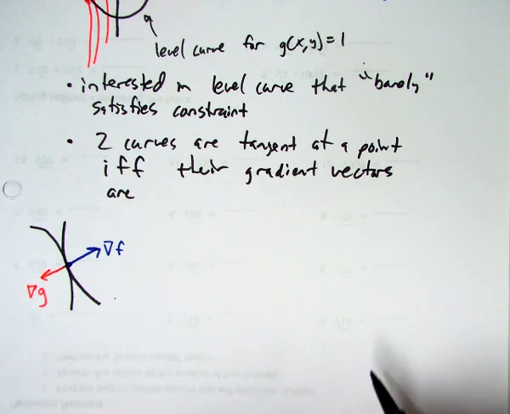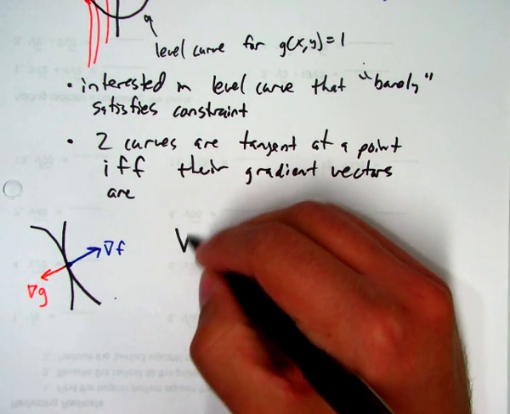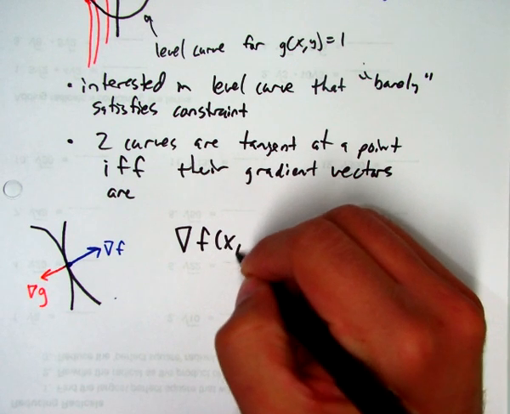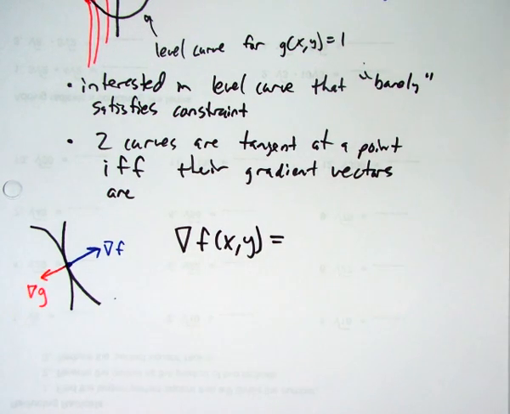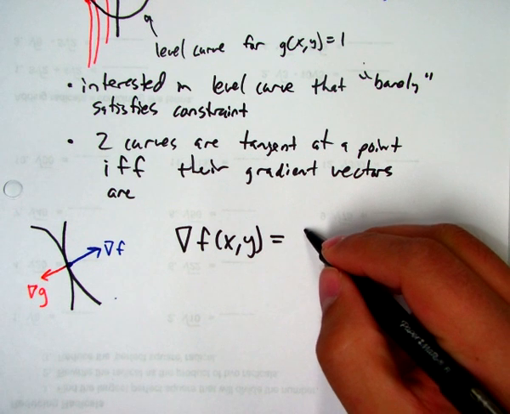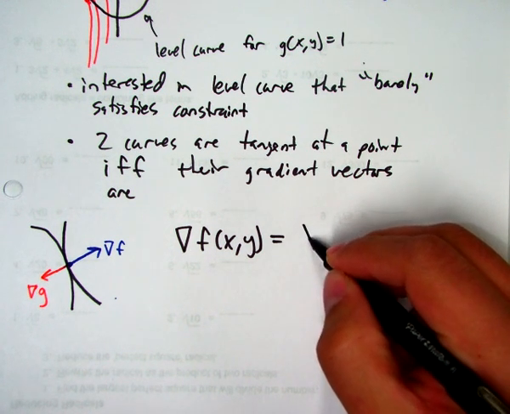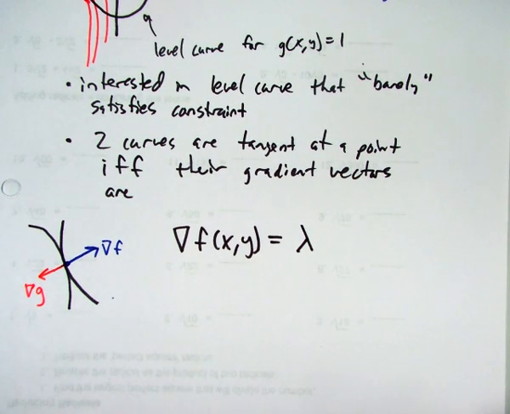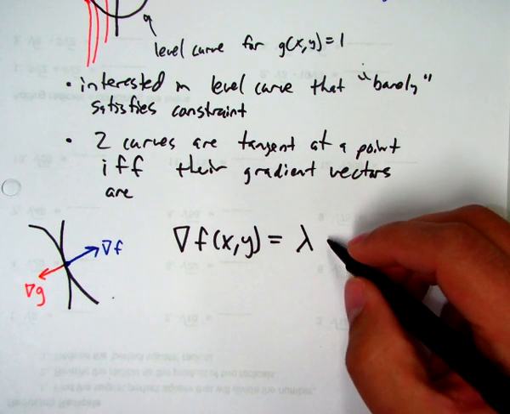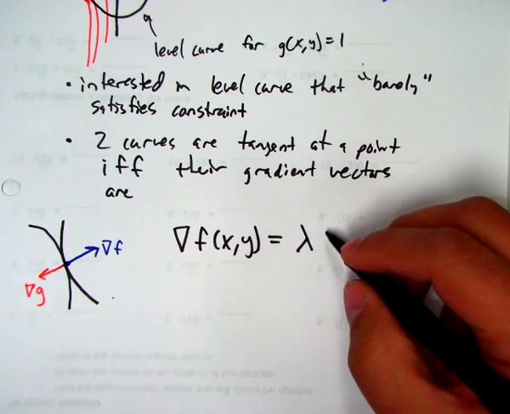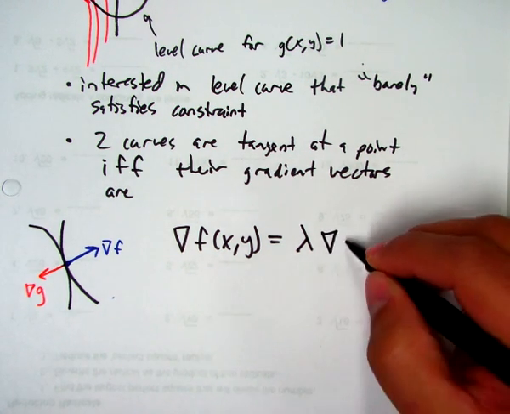So that means that the gradient of f of x, y, how do we know if vectors are parallel again? Scalar multiples, right? So now here's where the name comes from. We use a constant called the Lagrange multiplier, which is lambda.